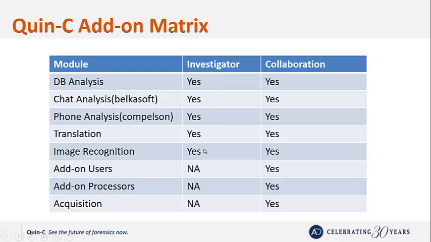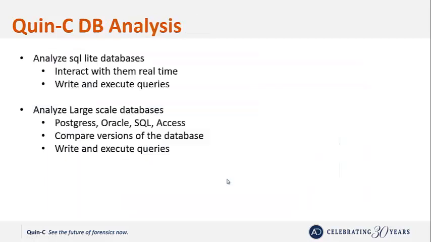Investigator allows these top five. Collaboration obviously allows all of them. The difference between the two, obviously, being add-on users is allowed in Collaboration. As I said, there's no user limit. Add-on processors, as I said, again, you can scale processing however you want. And obviously, ultimately, acquisition, which is really geared towards our corporate enterprise customers and really not relevant to the standalone Investigator anyway. So probably not a big issue. It's not available for Investigator. Let's move on. Then let's talk about the individual modules.